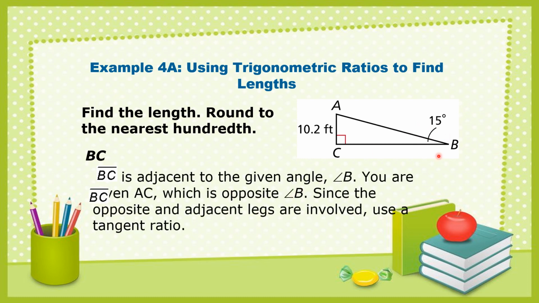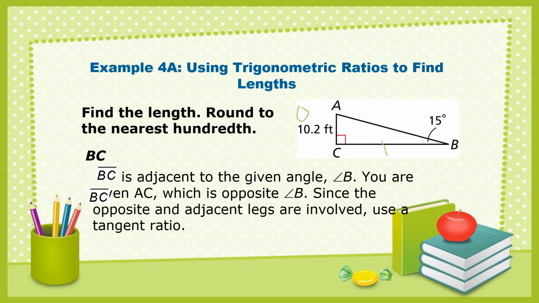So segment BC is the unknown. Since segment BC is adjacent to the given angle, which is angle B, and segment AC is opposite to angle B. Since the opposite and adjacent legs are involved, we need to use a tangent ratio. Because 15 here is the opposite. One of the givens is the opposite.